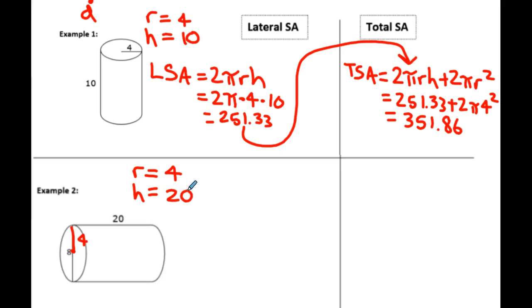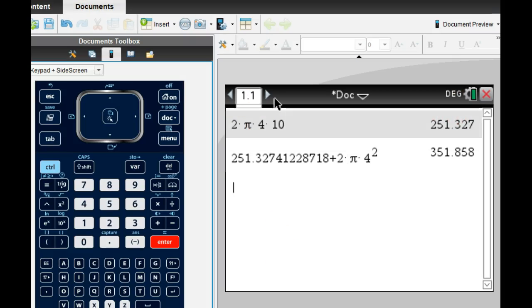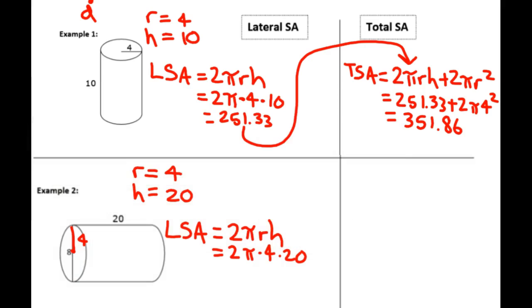So, let's do this. LSA equals 2 pi RH. So 2 pi times 4 times 20. Let's type that in. 2 times pi times 4 times 20. $502.66 when we round. That'll be units squared, right?